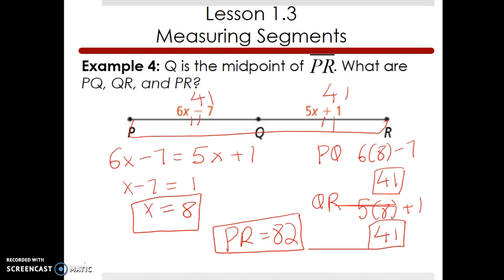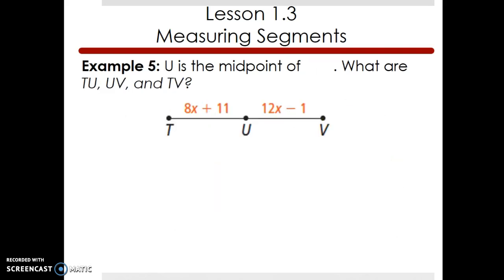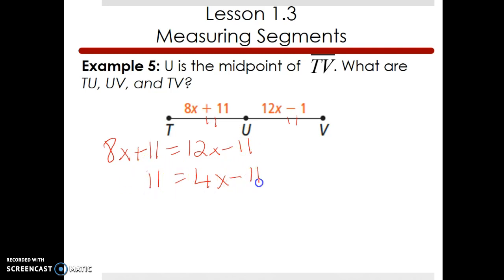I would like you guys to try the next question before I go over it. Over here, it's the same idea. U is the midpoint of TV, so we know that this half is equal to that half. If they're equal to each other, we can set them equal to each other. Now we're going to solve for the variable. I'm going to move my 8x here, so I get 4x. I'm going to take it step by step. I'll slow down.